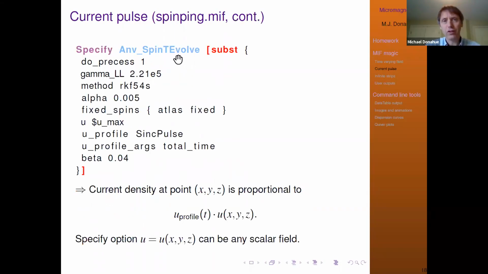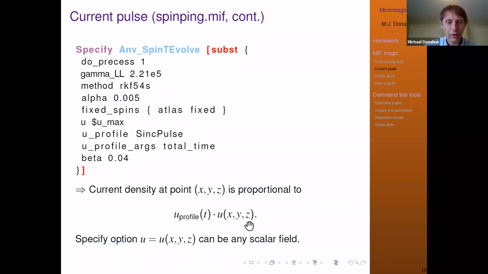And then inside your transfer evolver, you specify u. In the examples that we have, for example, spin ping, this is just a constant. But that u actually can be any scalar field. It's the current density, and it's allowed to vary in space. And in this spin ping example, I have a u profile. This is the time variation. So that's here. So this is what your current profile looks like in time. And the current density you get at any point is given by this product. Okay.